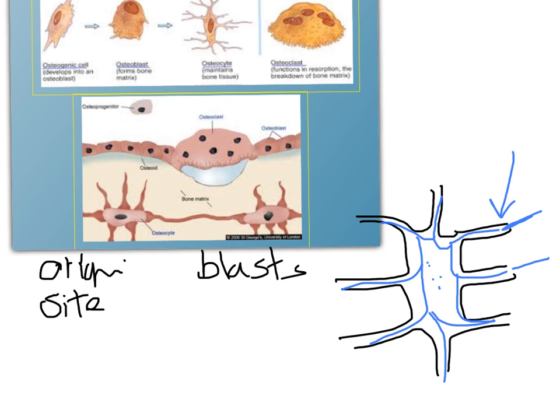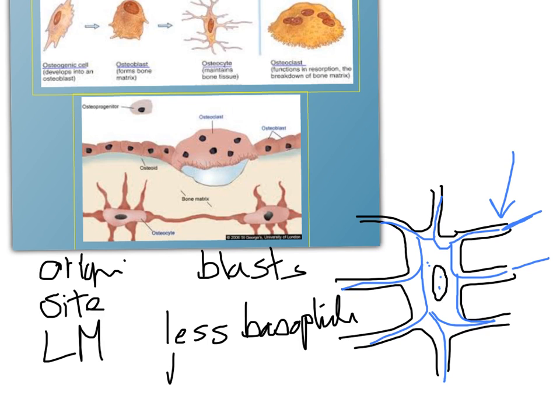Then we have to talk about the LM. The cells here are oval, as you see, and they have minute fine processes and an oval nucleus. The cytoplasm here is the reverse of the osteoblast. It is less basophilic, and the nucleus is more dark.